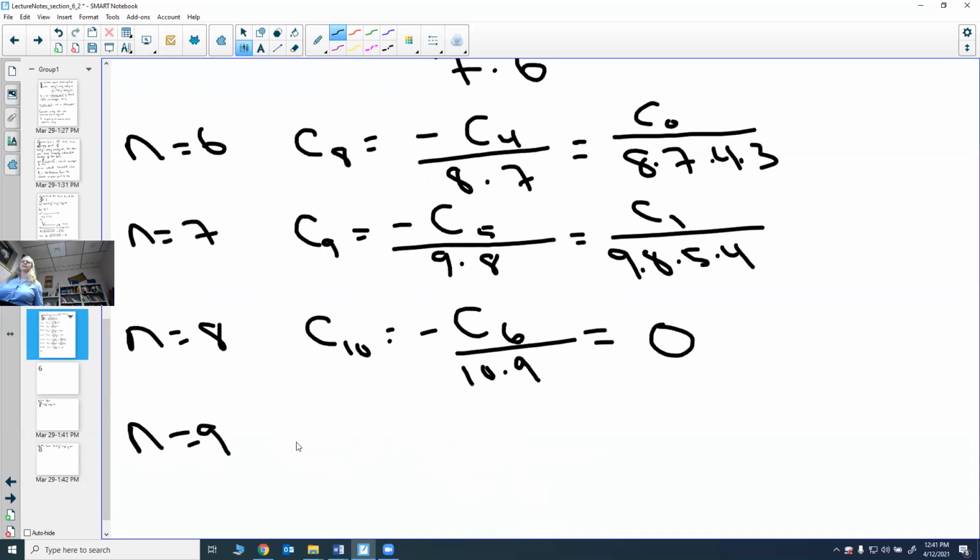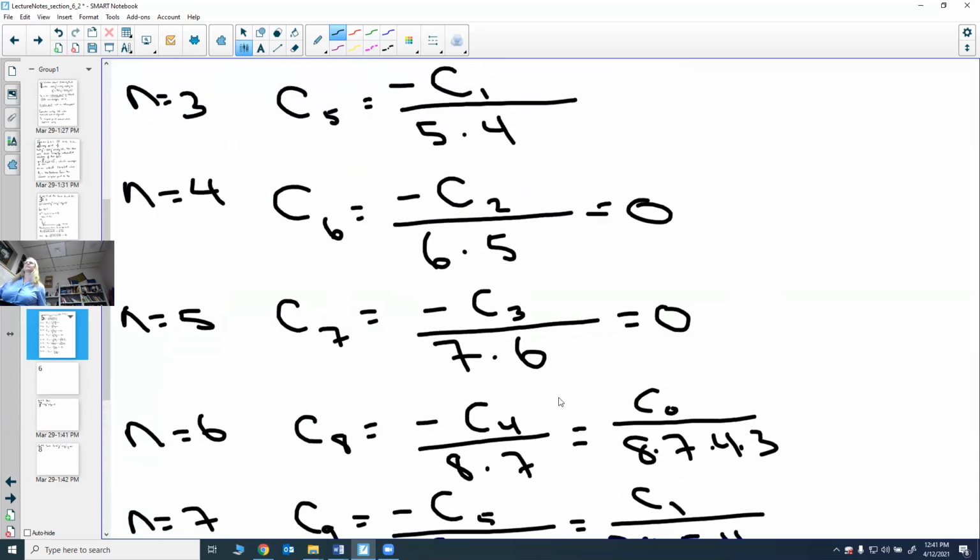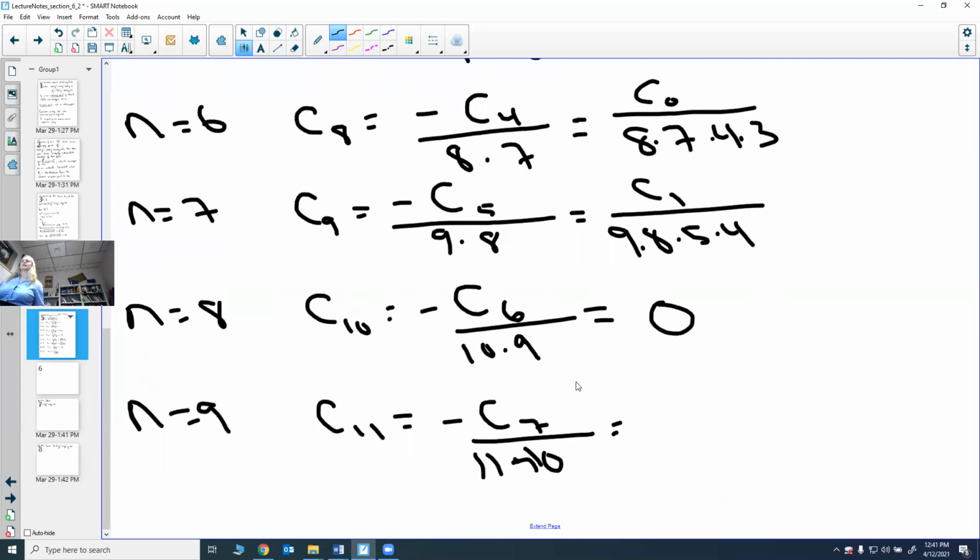N equals 9. That'd be c sub 11. That'd be minus c sub 7 over 11 times 10. So if I know c sub 7, I can find this. But I do know c sub 7. It's also 0. So let me fix this messiness here. So that one also is 0. So I can see that any of the ones that don't have a C0 or C1 will become 0.